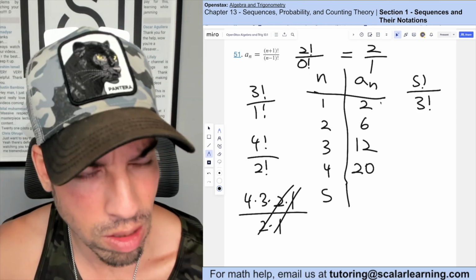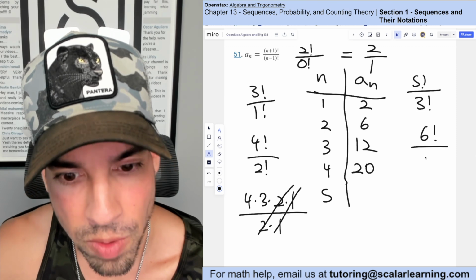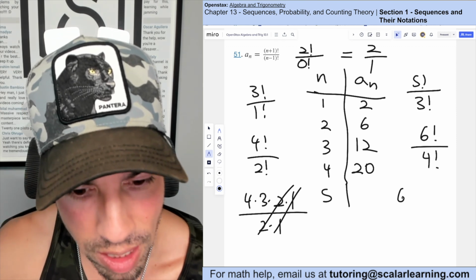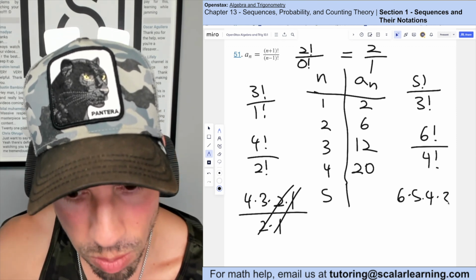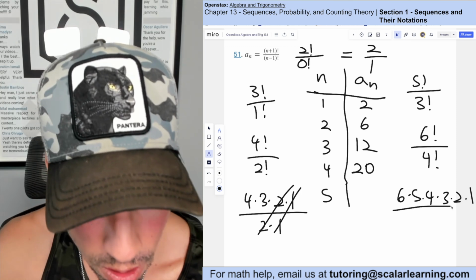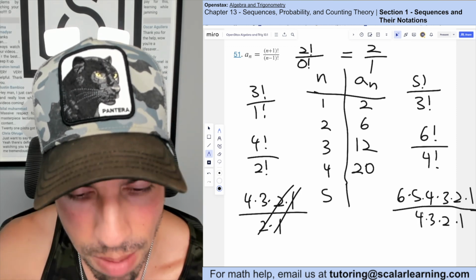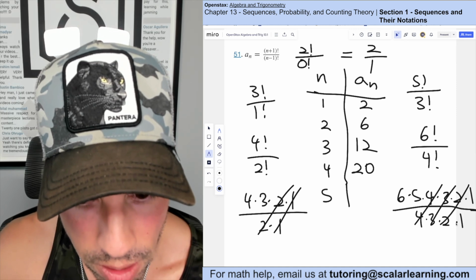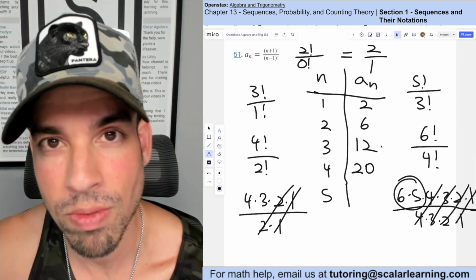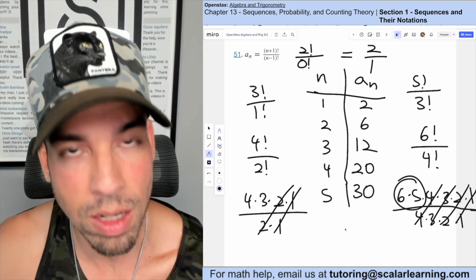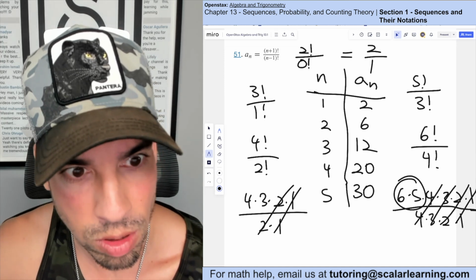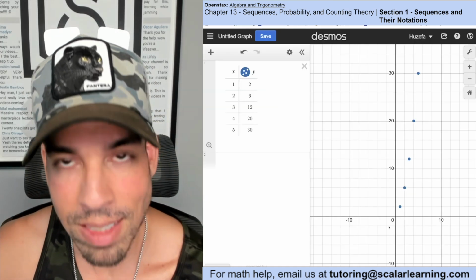This one I'll write out because it's a little longer. So we get 6 factorial over 4 factorial. So once again, 6 times 5 times 4 times 3 times 2 times 1 over 4 times 3 times 2 times 1. So you can see that pattern. Goodbye, goodbye, goodbye, goodbye. What do we have left? 6 times 5. That's 30 for the win. And now let's graph it out on Desmos. So those are the points. That's how you do it.